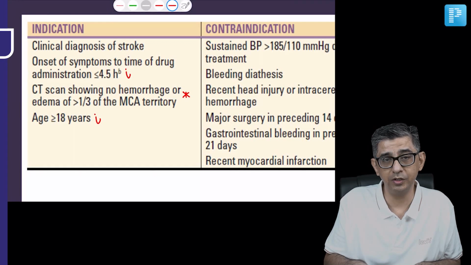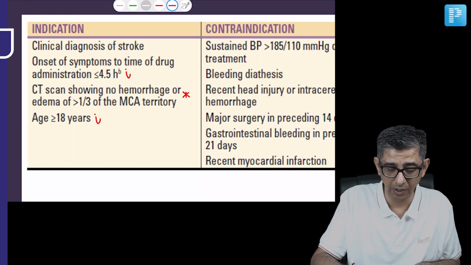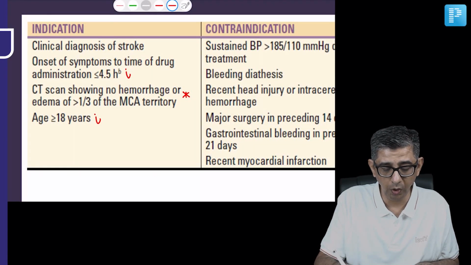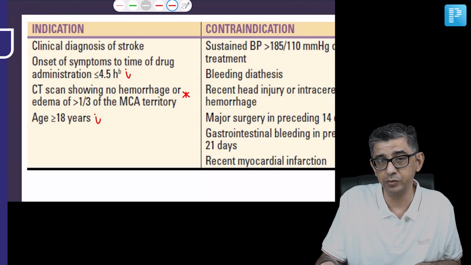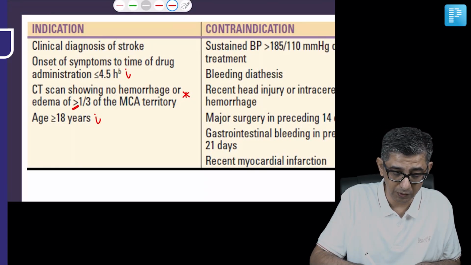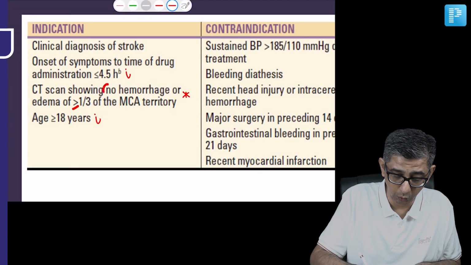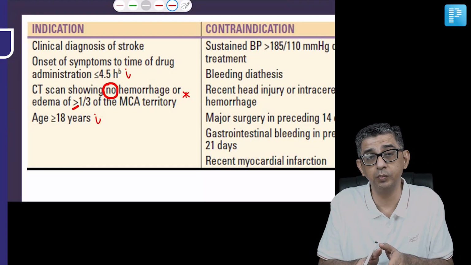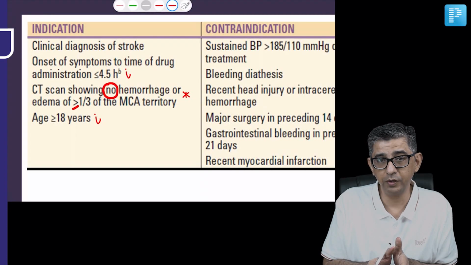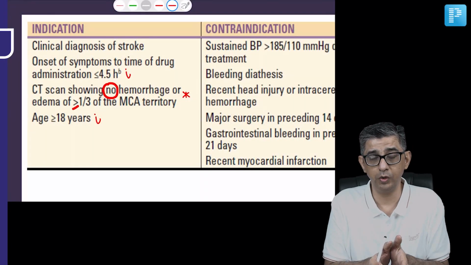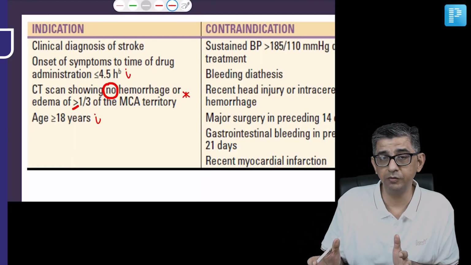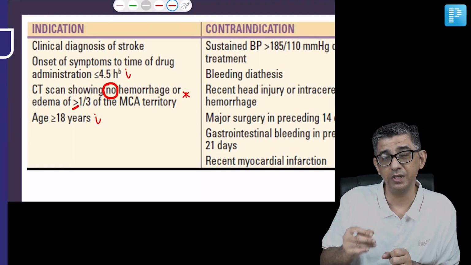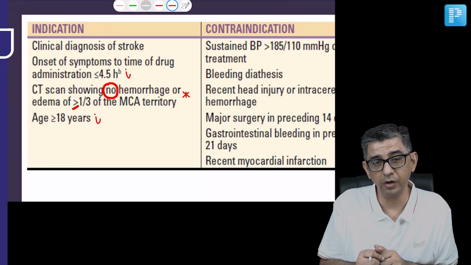He says CT scan. This is the exact line which was mentioned: CT scan showing no hemorrhage or edema greater than 1/3 of the MCA territory. Here, don't focus on the words greater than, focus on the word no, because this basically means the infarct should be lesser than this. The English meaning of this is a smaller infarct, you can do thrombolysis. In a large, multi-lobar infarct, if you do thrombolysis, it will cause an increased risk of hemorrhagic transformation.